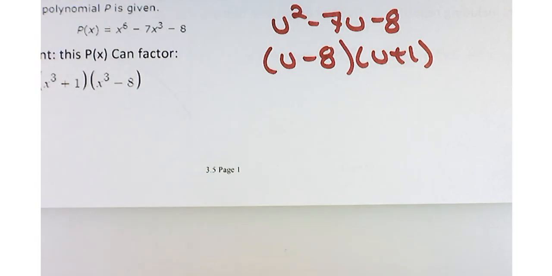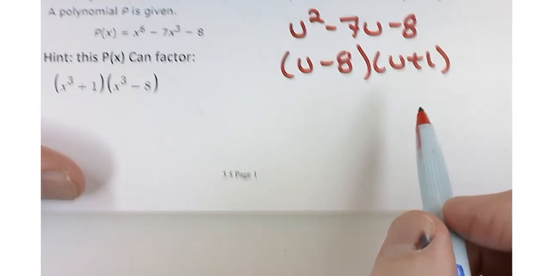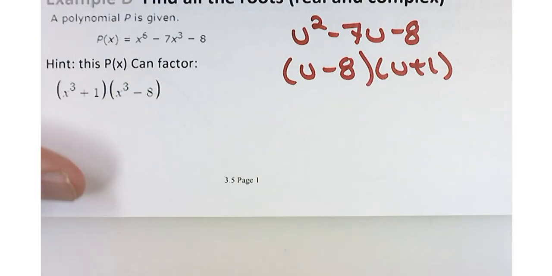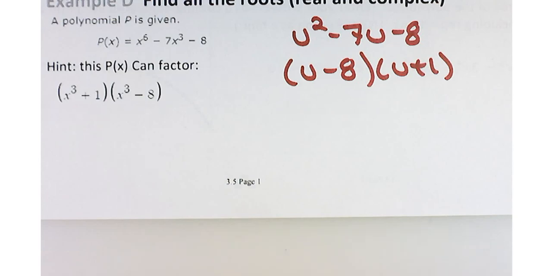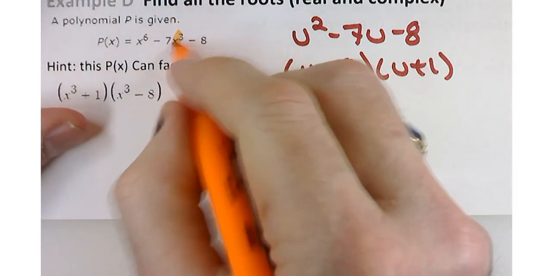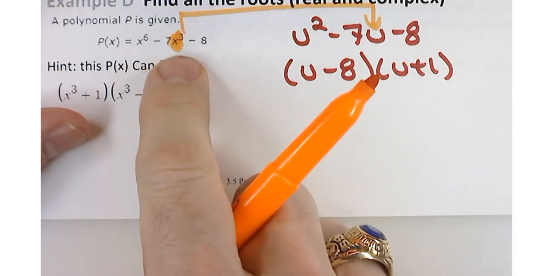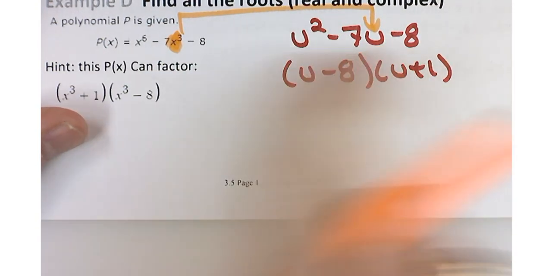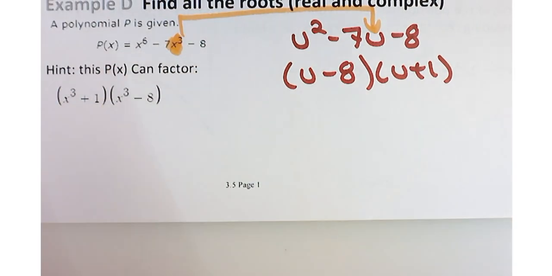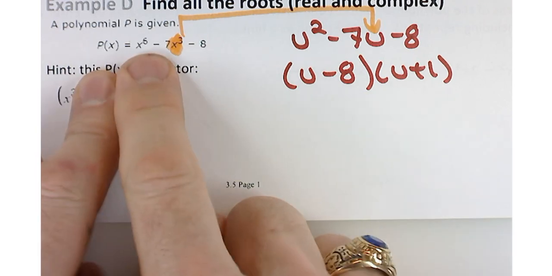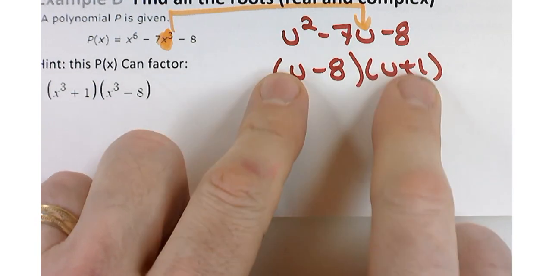Well, how did I get that, out of this? I made kind of a little substitution. U is equal to x cubed. And then u squared would automatically be x to the 6th. So these two are the same.